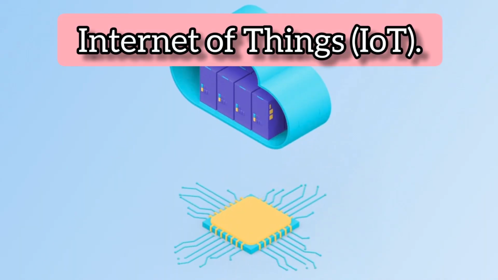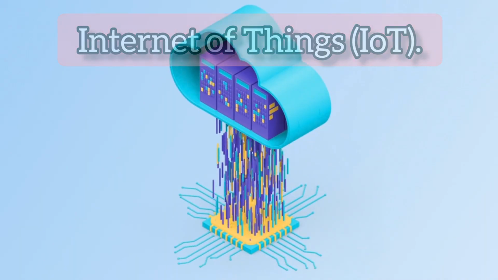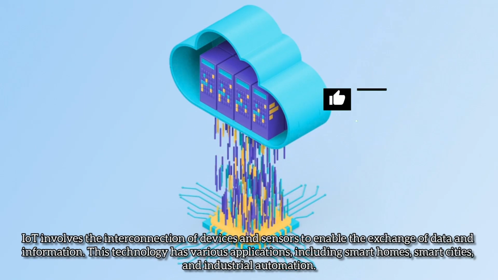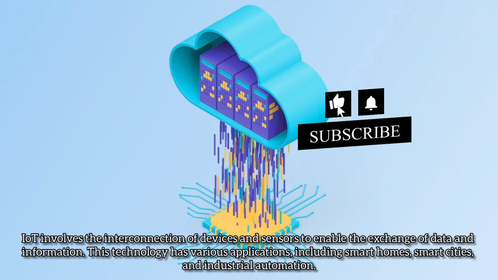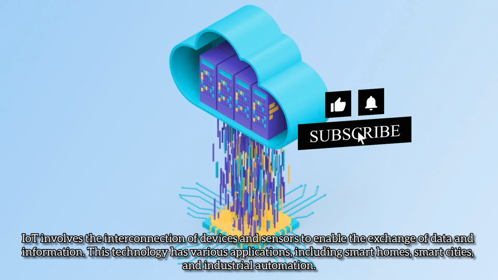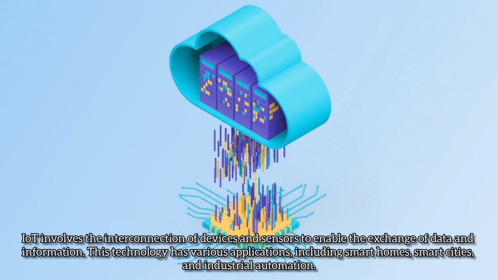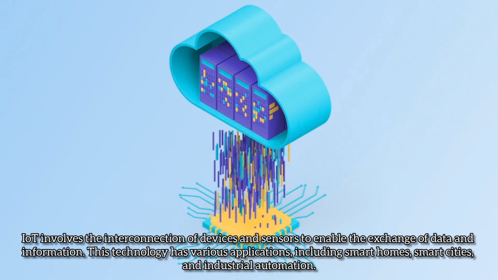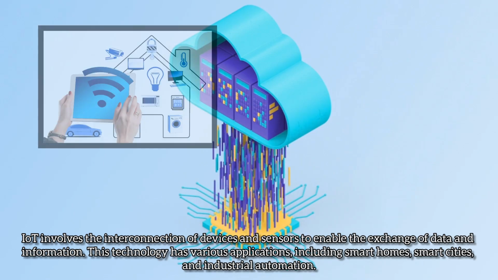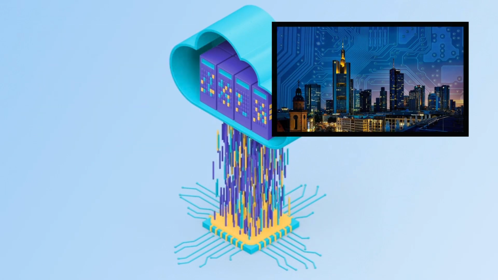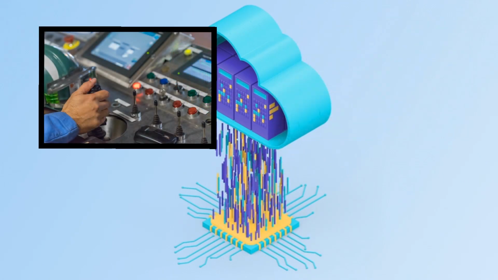Internet of Things, IoT. IoT involves the interconnection of devices and sensors to enable the exchange of data and information. This technology has various applications, including smart homes, smart cities, and industrial automation.